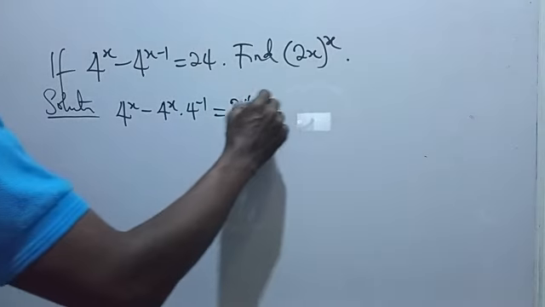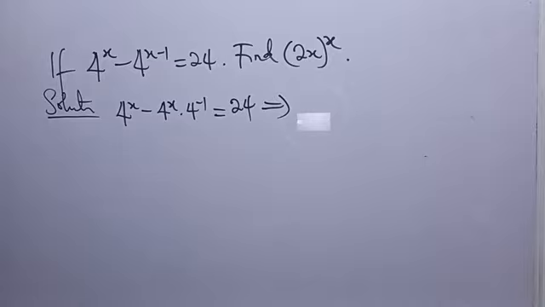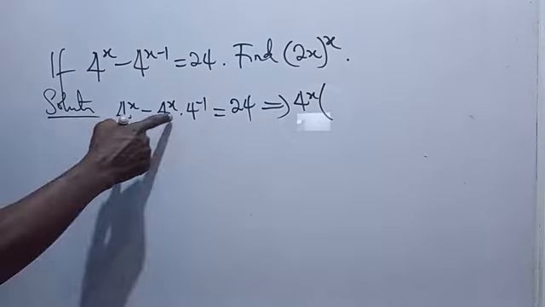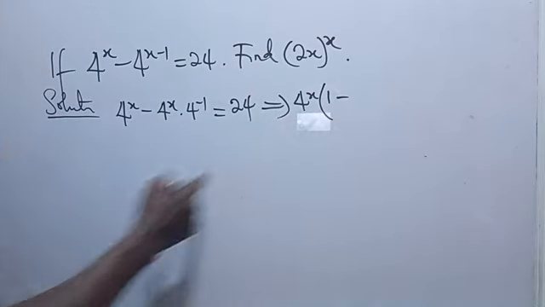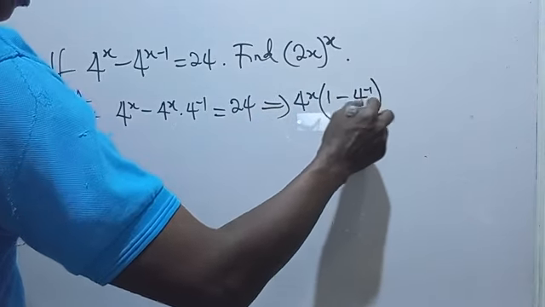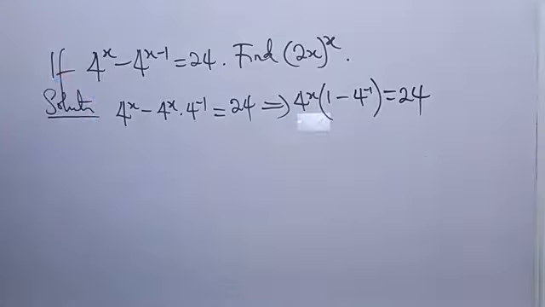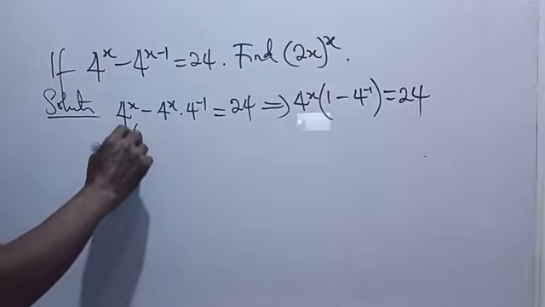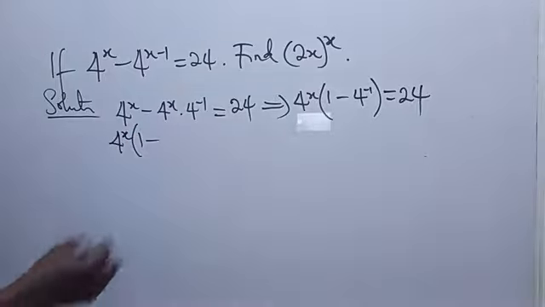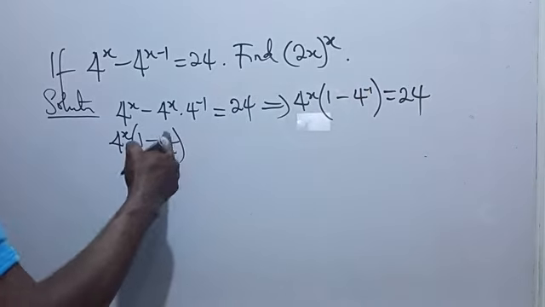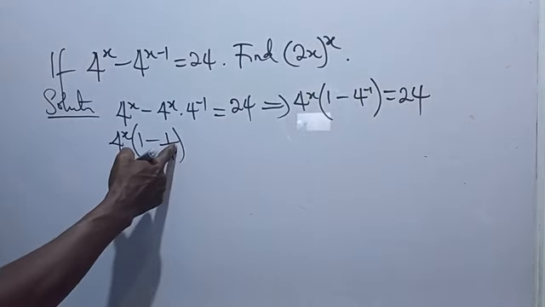This gives us the thinking to know that 4 raised to power x is common here. If 4 raised to power x is taken from here, you have 1 left, minus. If 4 raised to power x is taken from here, you have 4 raised to power minus 1, is equal to 24. Hope that is clear. So we have 4 raised to power x into 1 minus 4 raised to power minus 1, which according to the law of indices is 1 over 4. I hope you get that. The negative here means 1 over 4 raised to power 1.